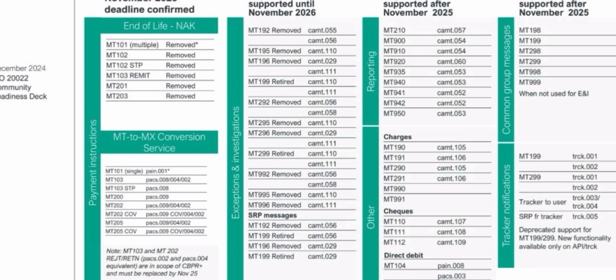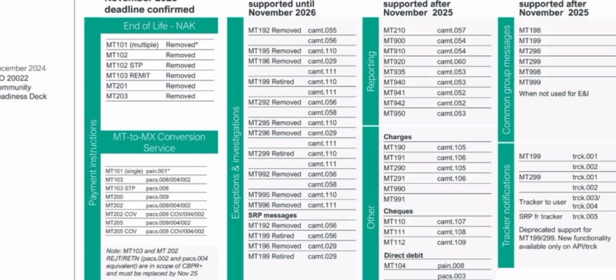The charges related messages, MT190, 191, or 290, 291, MT990, MT991, are also deprecated but supported after November 2025. Checks: MT110, equivalent to Cash Management 107, MT111, Cash Management 108, MT112, equivalent to Cash Management 109. All these messages are also deprecated but supported after November 2025.